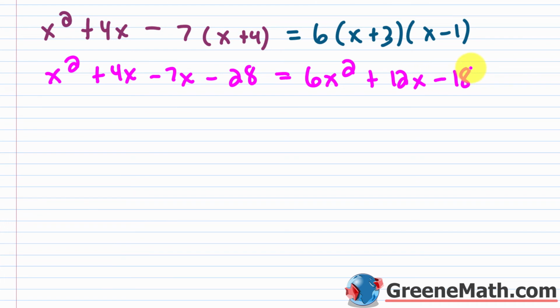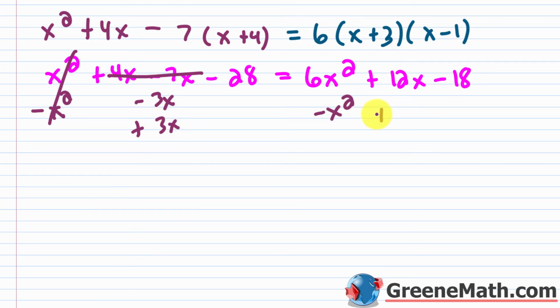Looking at this, we can see we have a quadratic. So I'm just going to put this into standard form. So let's go ahead and subtract x squared away from each side. This will cancel. And then 4x minus 7x is going to be negative 3x. So let me just write here that this is negative 3x. I'm just going to line that out. And then basically I would add this 3x to both sides. And then I'll cancel this away. And then I'm going to add 28 to both sides. And then I'll cancel this away.